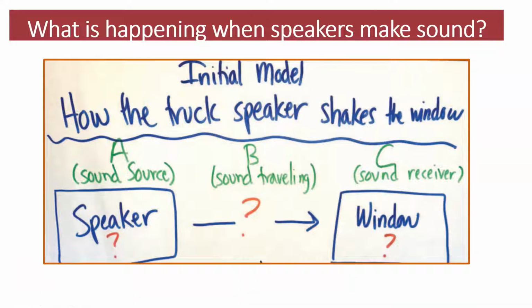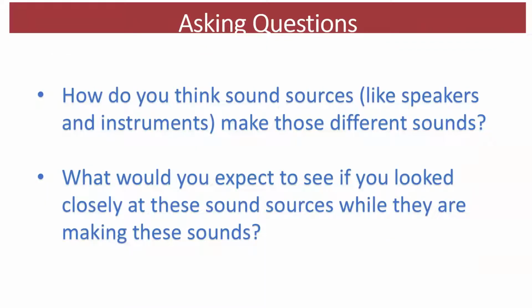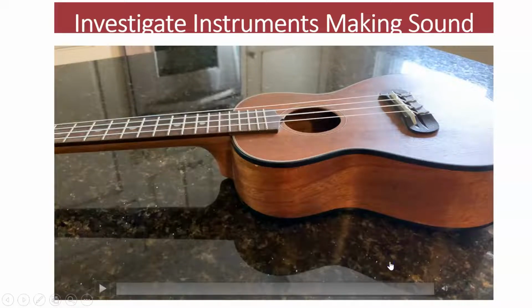So in the last lesson, you developed an initial model for how the truck speaker shakes the window that we saw far away. Today I want us to focus on the first part of the model, right here, to figure out what's happening when speakers, or any other sound maker for that matter, make sound. How do you think sound sources like instruments and speakers make all those different sounds? I mean, what would you expect to see if you looked closely at these sources while they were actually making sound? Well, you're in luck because we're going to observe objects when they are actually creating the sound.